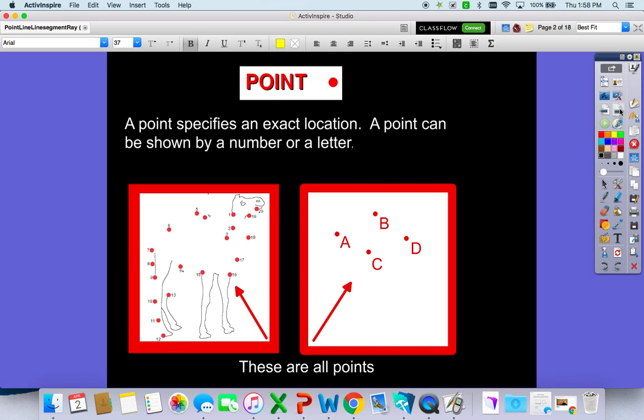A point specifies an exact location, and a point can be shown by a number or a letter. For example, right here, I have point A, and over here I would call this point 5.